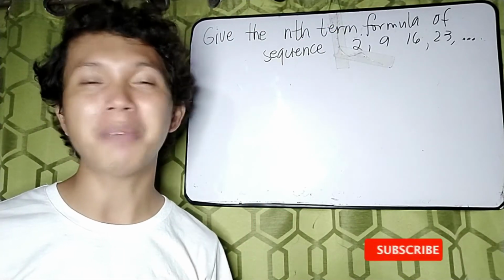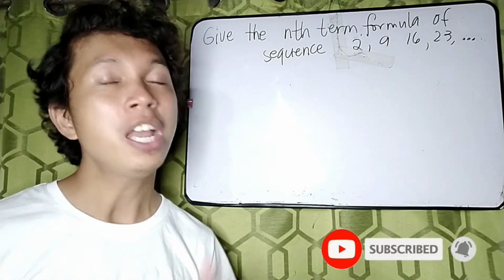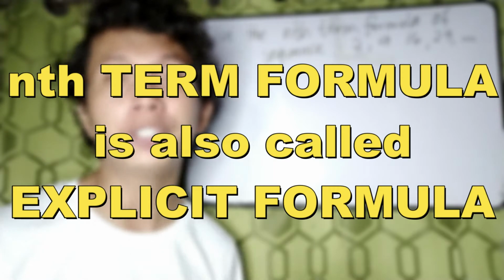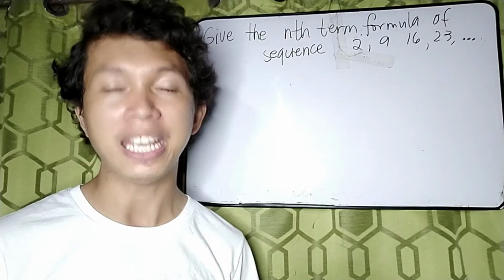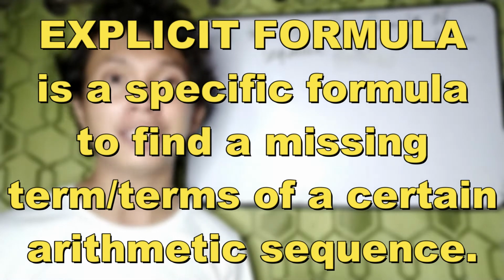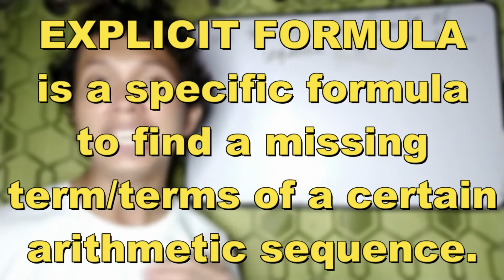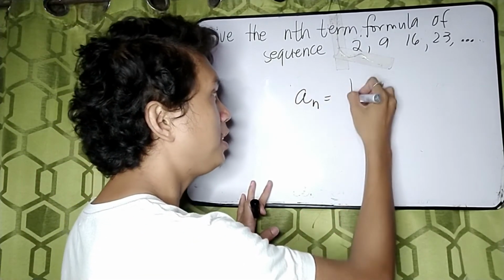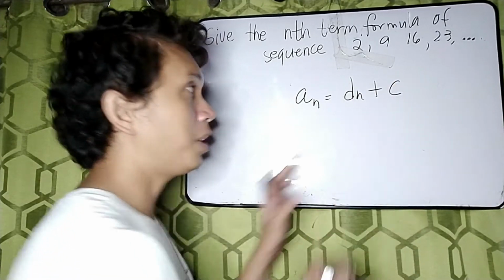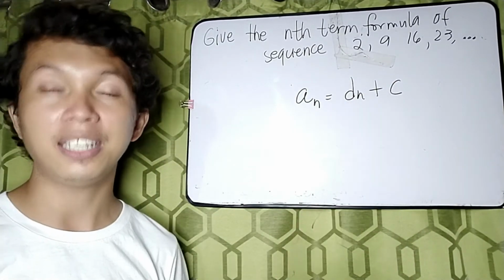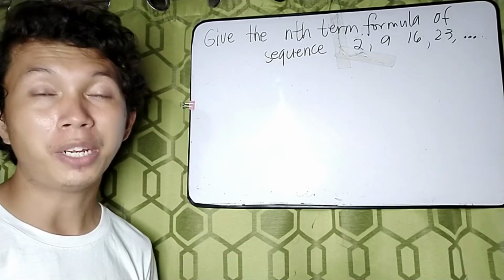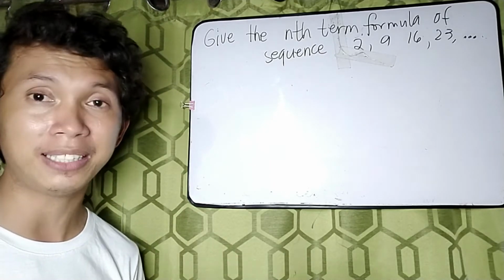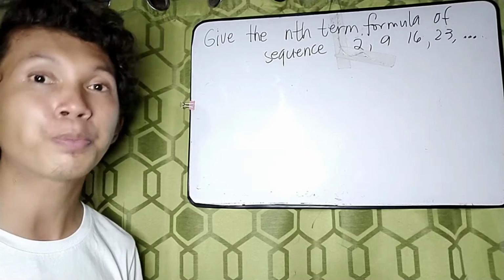Hello everyone, welcome to my class. In this video we are going to find the n-term formula of a certain arithmetic sequence. The n-term formula is also called the explicit formula of an arithmetic sequence. It is used to create or generate a certain arithmetic sequence. The explicit formula is in the form a sub n equals dn plus c, where d is the common difference and c is the constant. So now you already know the format of an explicit formula. Let's try to solve this problem.